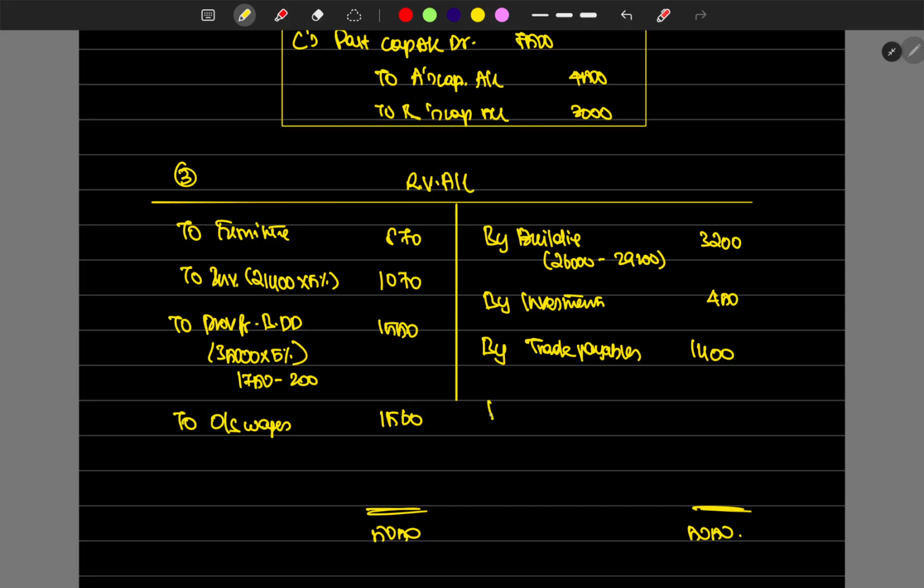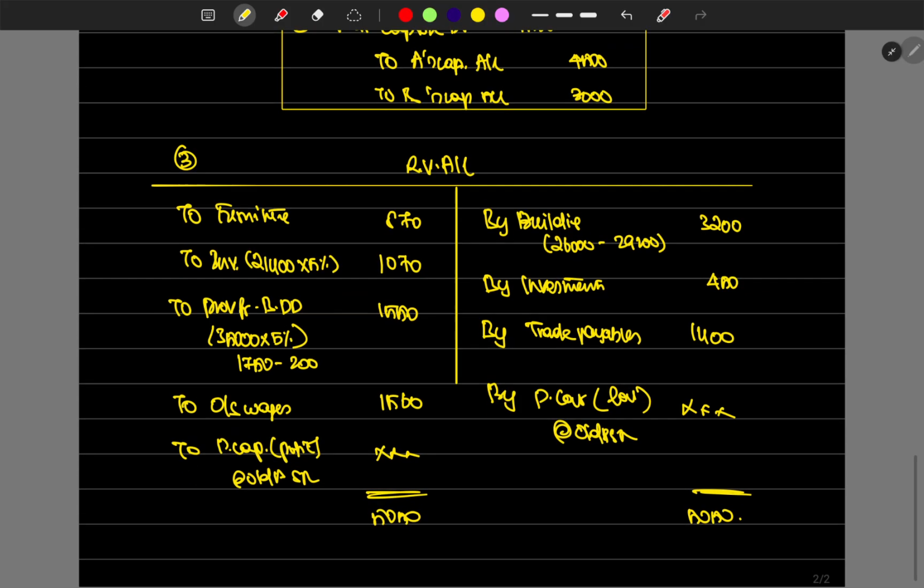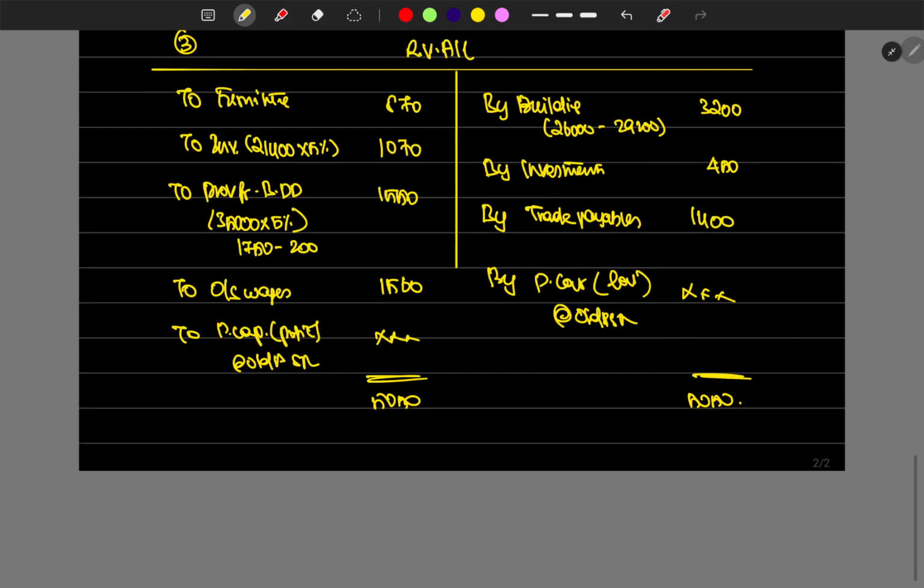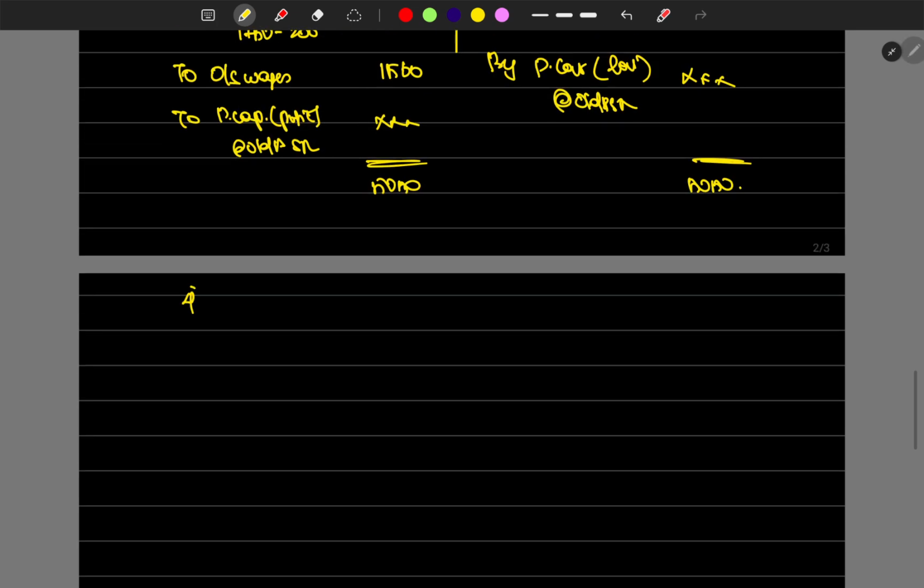If there is any balance created, if it is loss, we have to transfer to partners capital account here. If there is any profit in our old PSR, same partners capital account profit, at old PSR. Done. So we'll see how this works in future problems. Okay, let's go to partners capital account.